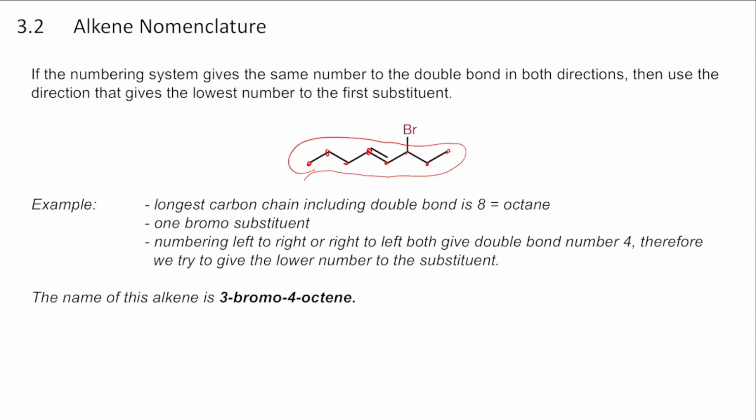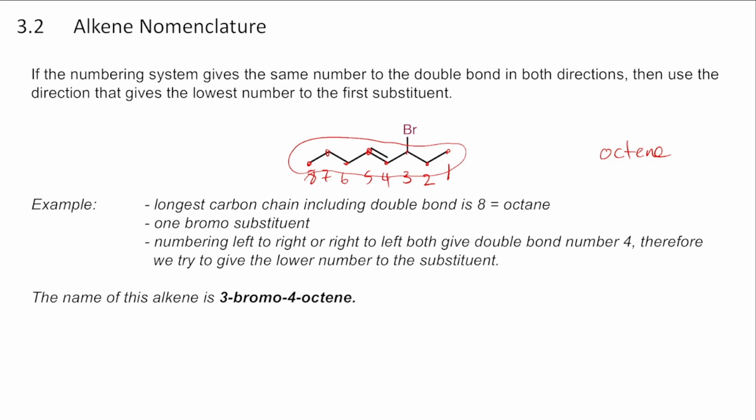So for this molecule, because it doesn't matter for the alkene left or right, we turn to the bromine that's attached and we want to give it the lower number if possible. So we're going to number this right to left to give it the number 3, because if we went the other way, it would get the number 5. 4, 5, 6, 7, 8. So the 8 carbon chain becomes octene, and we have a 3-bromo-octene.